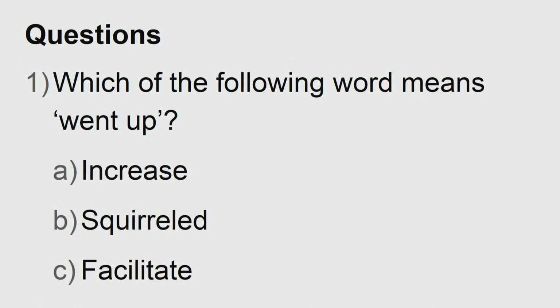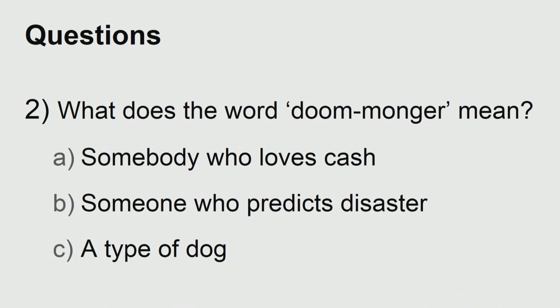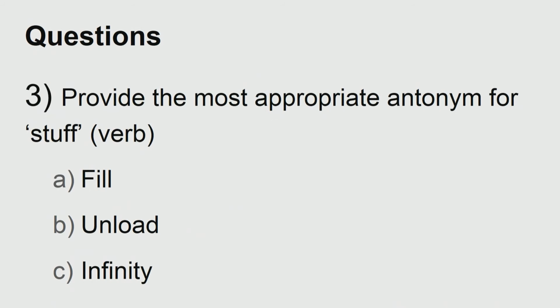Which of the following words means went up? A. Increase, B. Squirrel, C. Facilitate. Next one. What does the word doommonger mean? A. Somebody who loves cash, B. Somebody who predicts disaster, C. A type of dog. Next, number 3. Provide the most appropriate antonym, opposite, for stuff as a verb. A. Fill, B. Unload, C. Infinity.